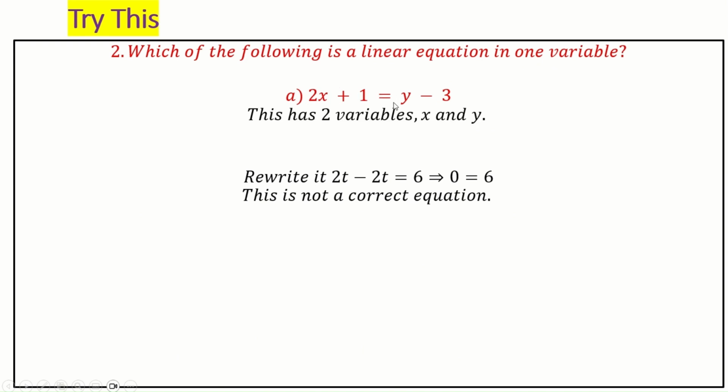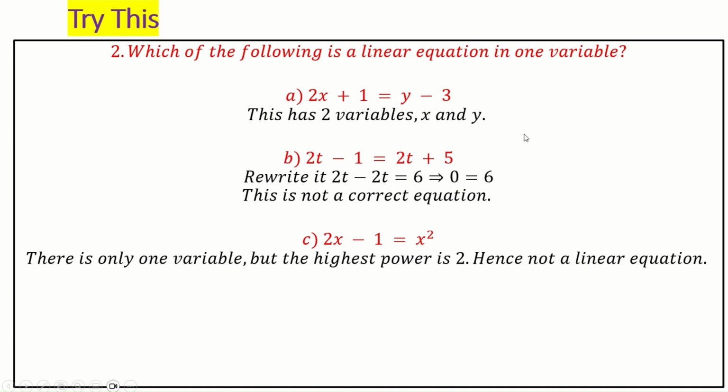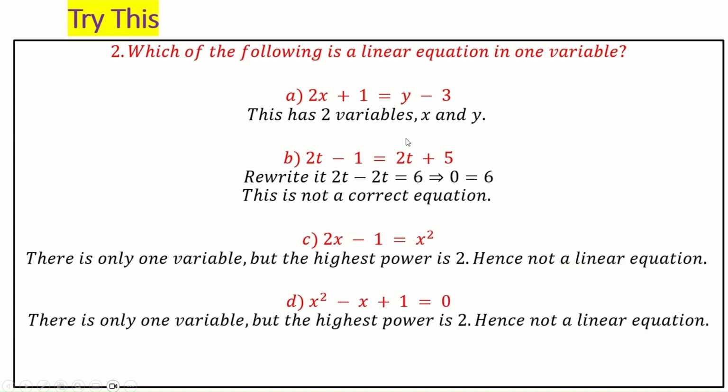2x plus 1 equal to y minus 3. It has two variables, x and y, so it's a linear equation in two variables. Next, 2t minus 1 equal to 2t plus 5. If you rewrite it, there is no t term actually, and it becomes 0 equal to 6. This is not a correct equation itself, not even a linear equation.